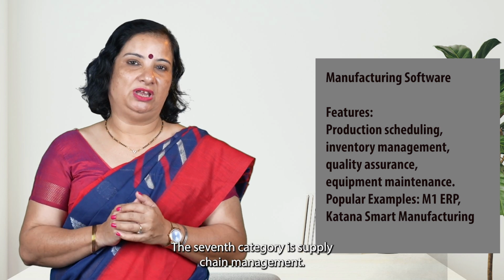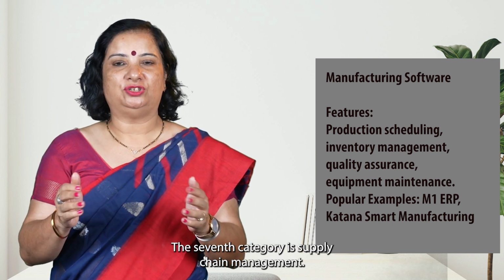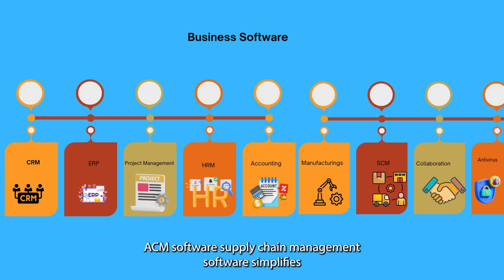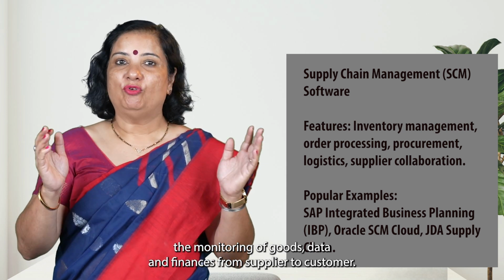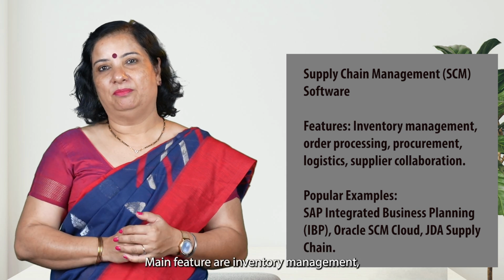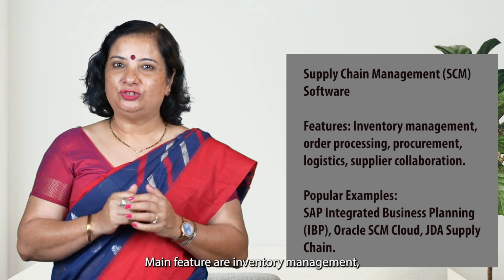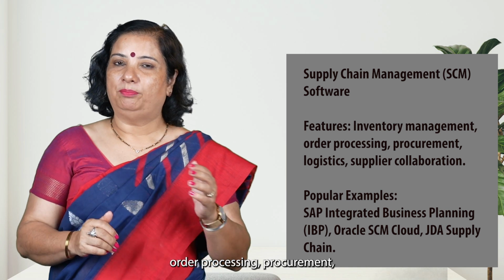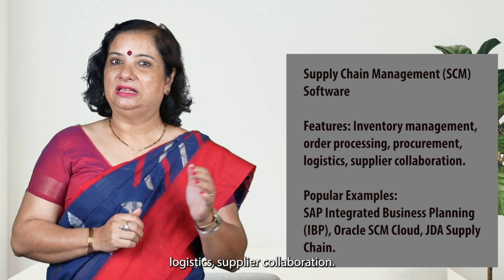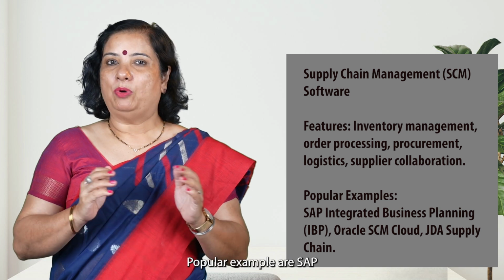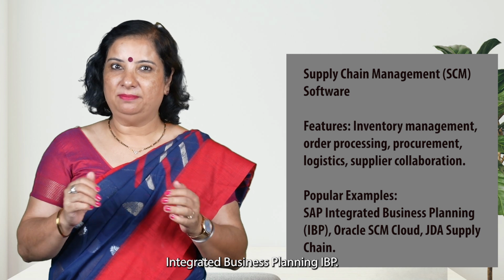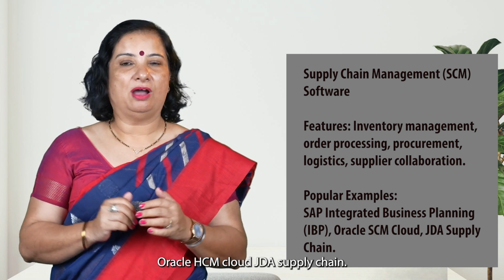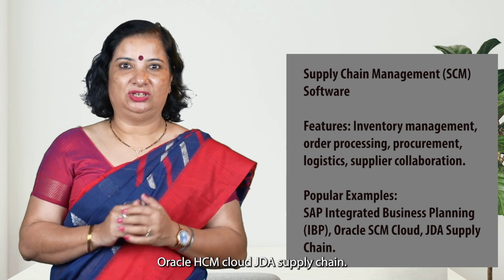The seventh category is Supply Chain Management, SCM software. Supply chain management software simplifies the monitoring of goods, data, and finances from supplier to customer. Main features are inventory management, order processing, procurement, logistics, and supplier collaboration. Popular examples are SAP Integrated Business Planning, IBP, Oracle SCM Cloud, and JDA Supply Chain.